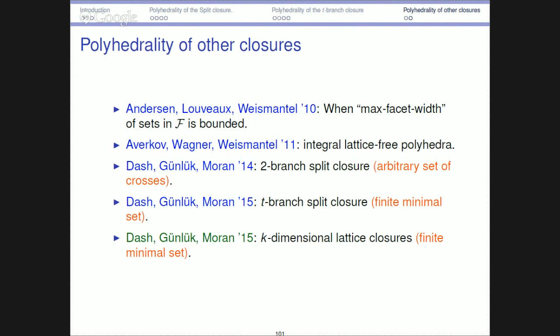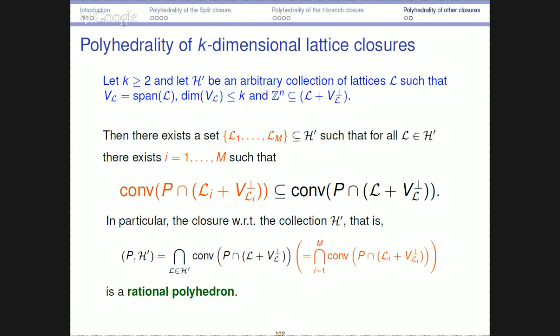And we also proved the same result, not only for the two branch, but also for these lattice closures that I mentioned to you. And this is the result for the k-dimensional lattice closures. If you consider an arbitrary set of lattices, there is a finite set of dominating lattices that give you the closure given by these lattices. It's the same kind of result, but for these objects: lattices of lower dimension, hopefully, than the integral lattice, but a relaxation of this integral lattice is the one that we want to study.